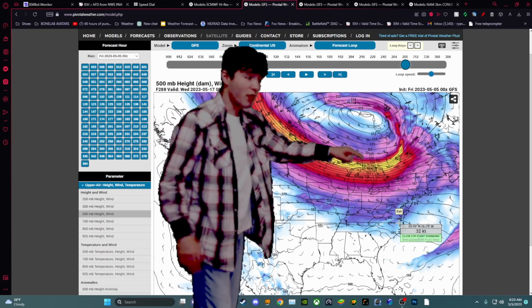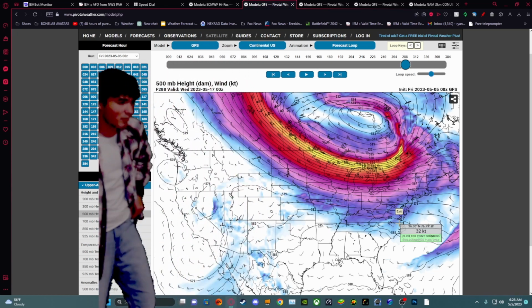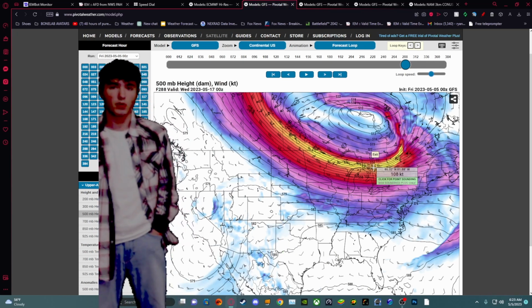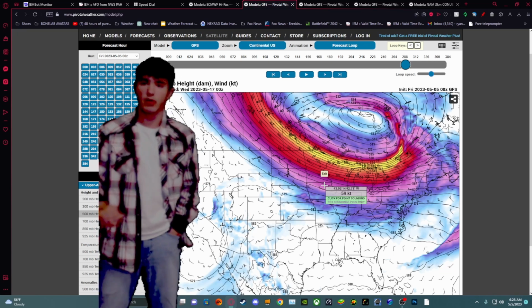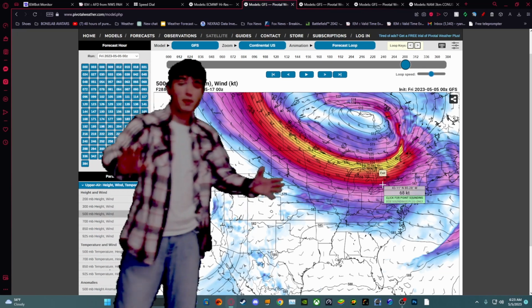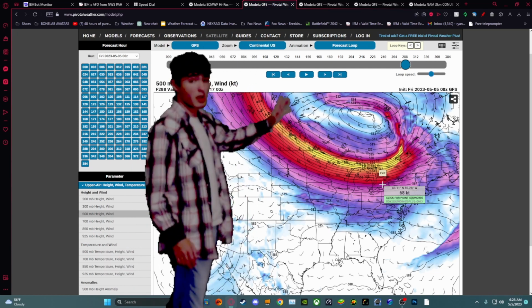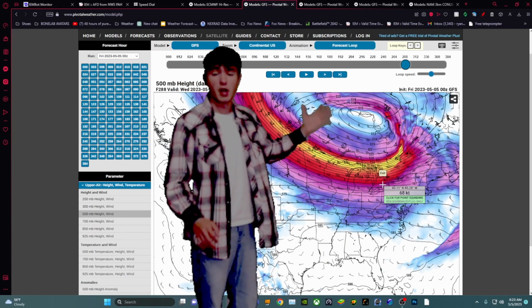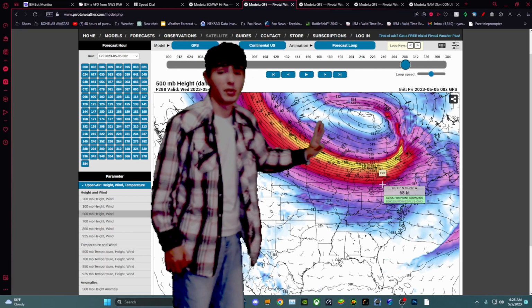Because if that shifts down here, that won't be good. But anyway, that is a strong negative tilted trough. That is what produces epic proportions of severe weather. But still, even though it's over in Canada, maybe it could bring up some of that Gulf of Mexico air, pull it up, and if the wind shear is correct, we could have something.